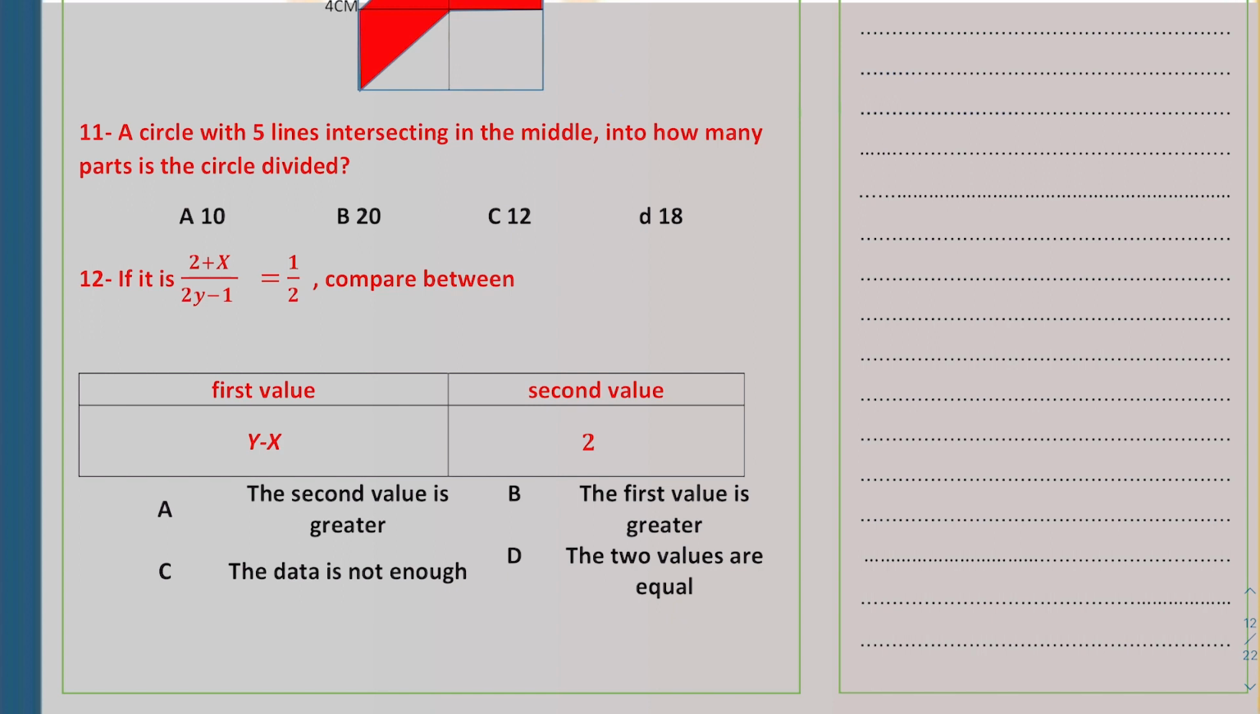If 2 plus x equals 1 and 2y minus 1 equals 2, compare between y minus x and 2. Okay, I will try to simplify this expression. So I will do cross multiplication. 1 times 2y minus 1 equals 2 times 2 plus x, or x plus 2, it's up to you. 1 multiplied by any quantity will be the same quantity. 2 times 2 is 4, and 2 times x is 2x.